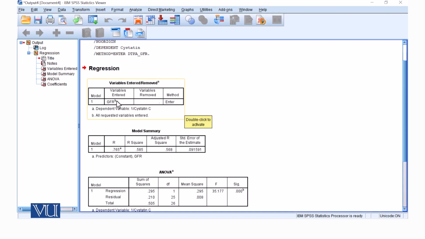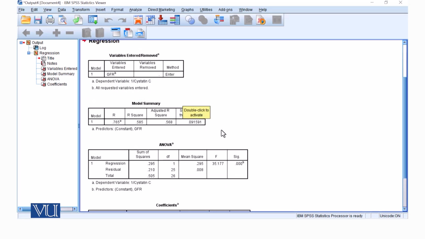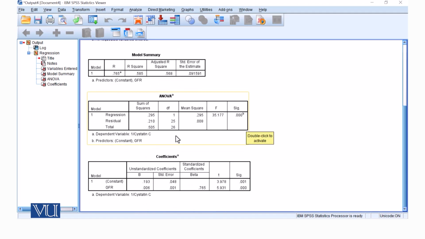Having one independent variable means it's a simple linear regression model with the dependent variable, inverse cystatin C, with the results for the model summary and the ANOVA table. Here we can observe there are three sources of variation in our model: total, regression, and residual, which is also called error, with their respective sum of squares and degrees of freedom. Since we have 27 observations in our data, the degrees of freedom for total is 27 minus 1, which is 26.